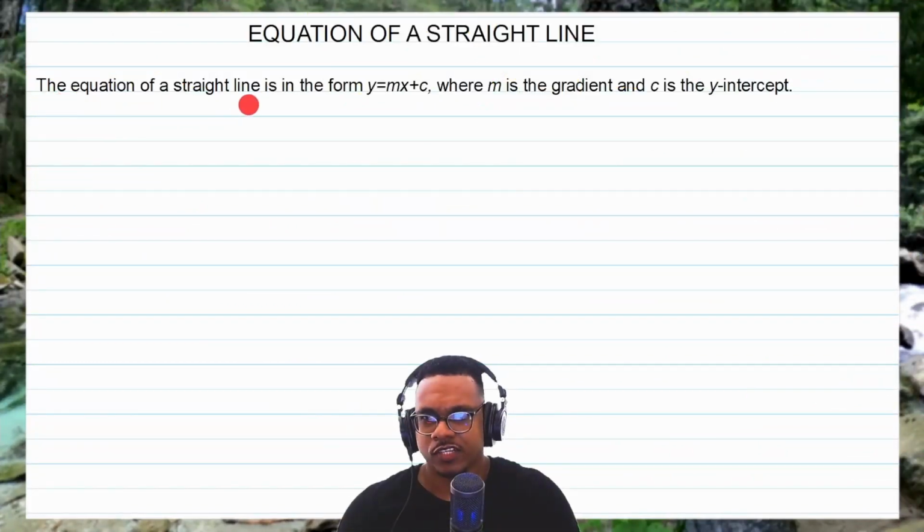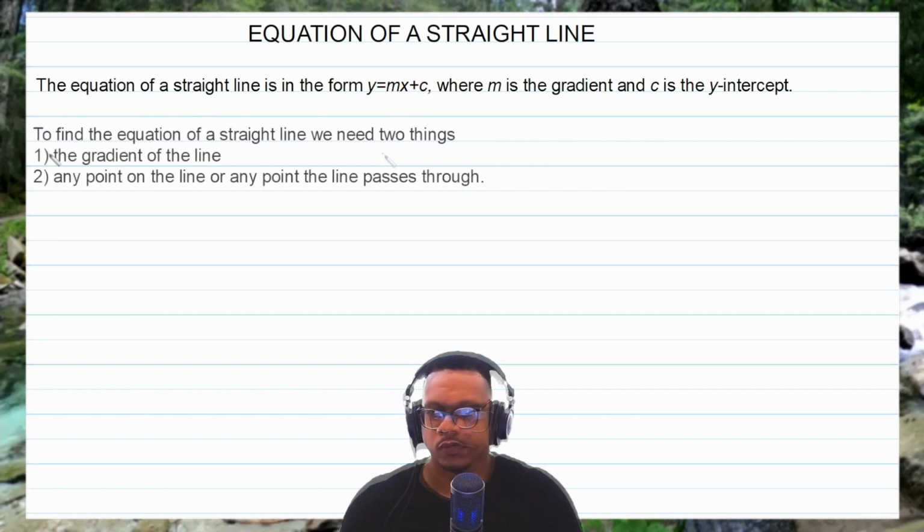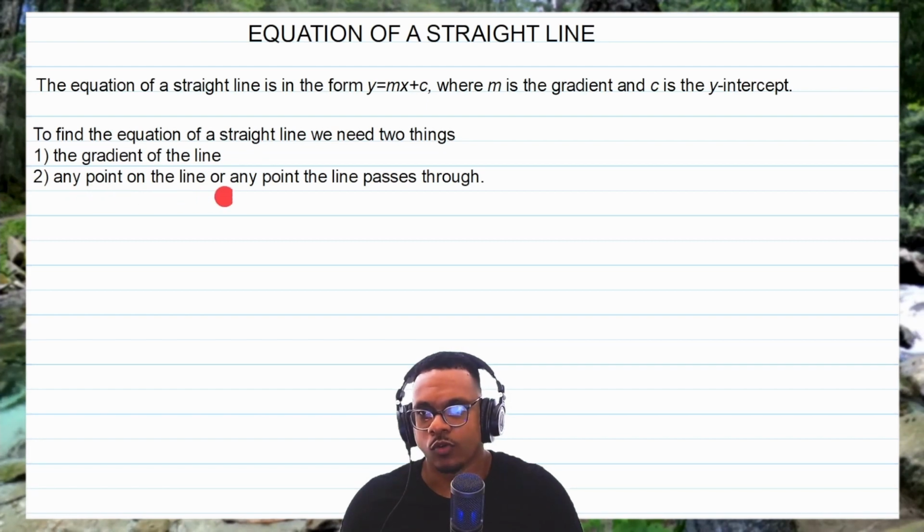The equation of a straight line is in the form y is equal to mx plus c, where m is the gradient and c is the y-intercept. To find the equation of a straight line, we need two things: 1, the gradient of the line, and 2, any point on the line or any point the line passes through.